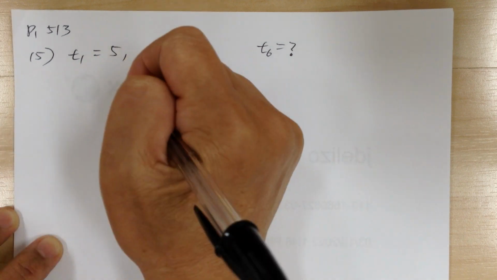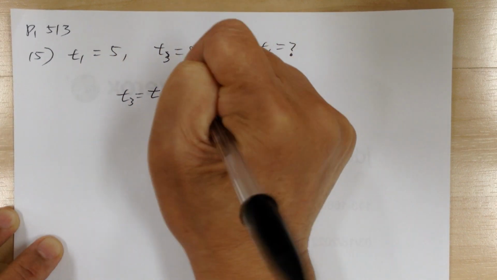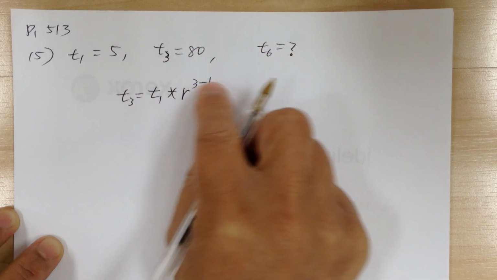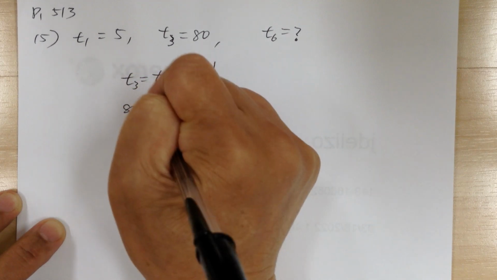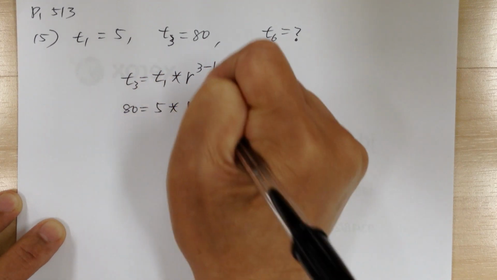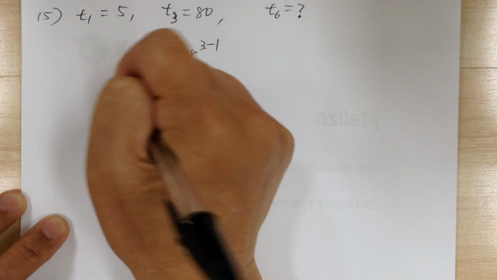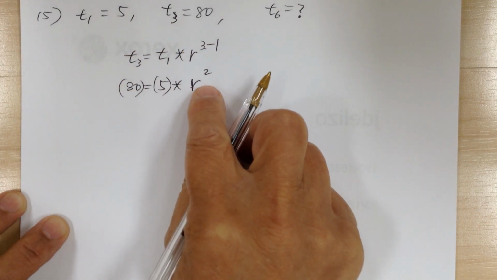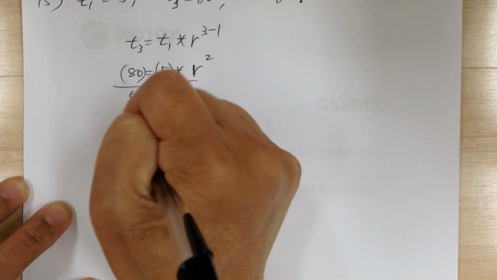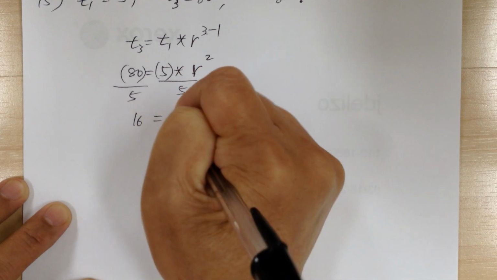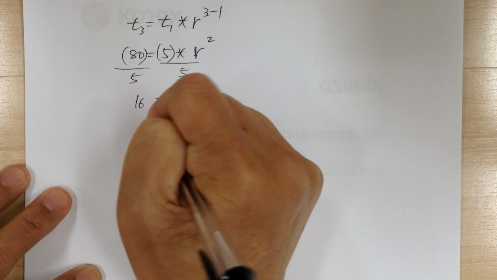Use these 2, so you have T3 equal to T1 times R to the 3 minus 1. You have 3, 1, so you have to use 3, 1. Now let's substitute the numbers in here. So you have 80 equal to 5 times R, 3 minus 1 is 2. Now to solve for R, you have to divide by 5. So you get 16 equal to R squared, and take the square root, so R equals 4.